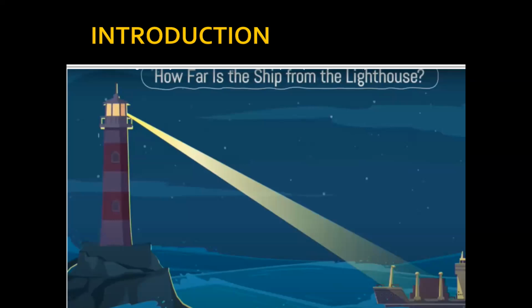And how can we find it? That is the situation. Some students will have some answer, either it can be correct or incorrect. But just keep in mind this situation. We are going to come back again and find the distance between the lighthouse and the ship. Okay. Now let's start this trigonometry.